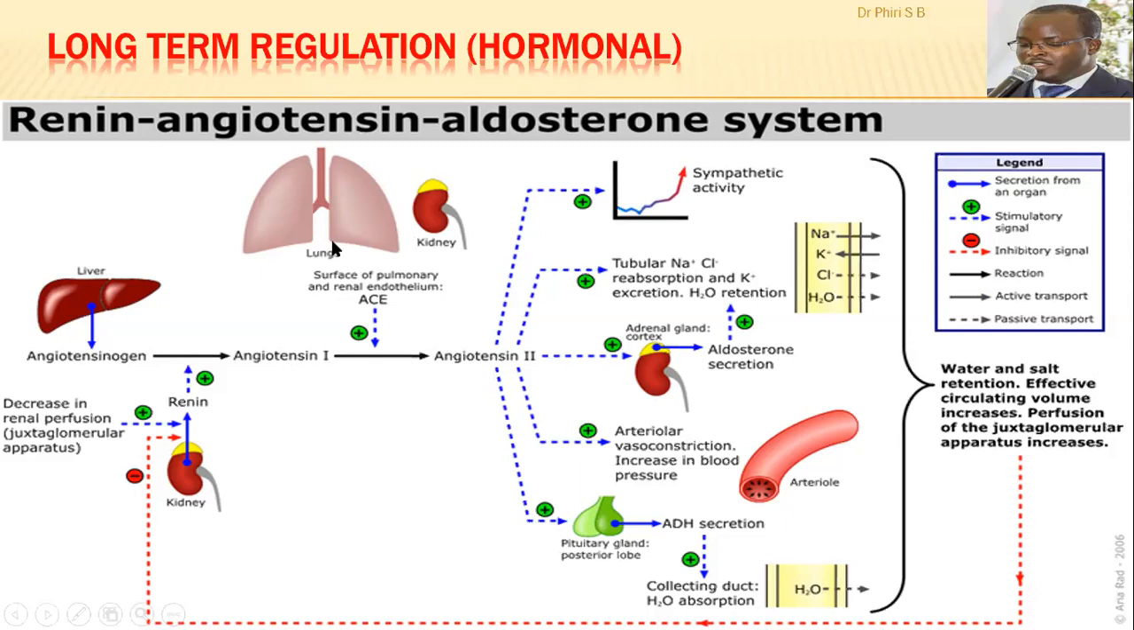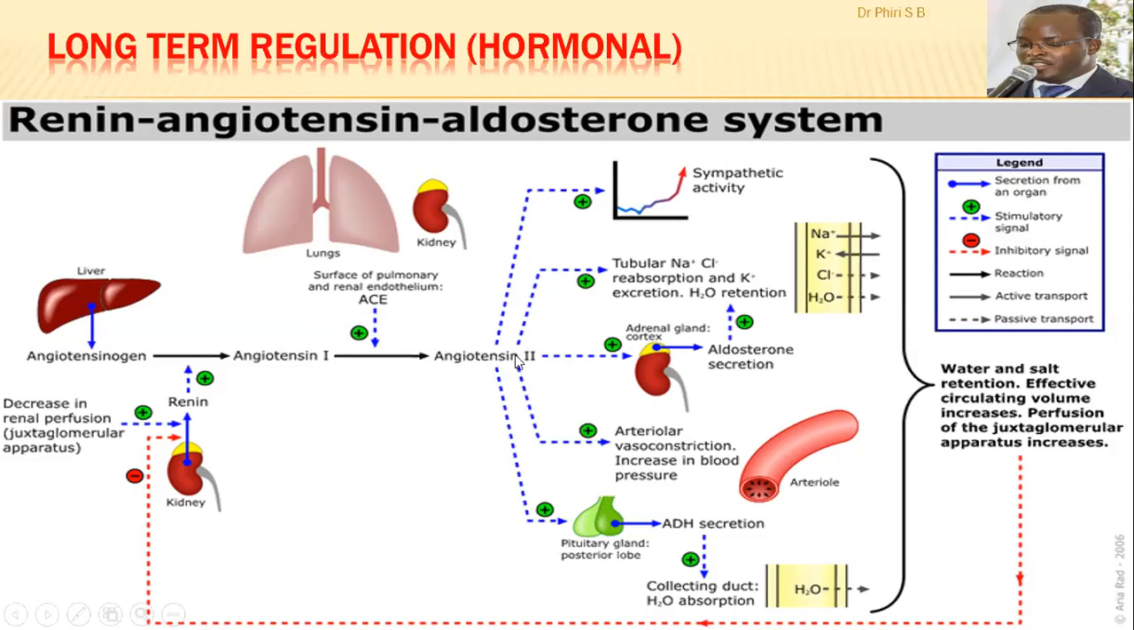So within the lungs and the kidneys, there is an enzyme which is called angiotensin converting enzyme. The angiotensin converting enzyme is going to convert the angiotensin 1 into angiotensin 2. The angiotensin 2 has got a lot of cardiovascular function. So it will have an effect on the cardiovascular system. So how is this angiotensin 2 going to increase the blood pressure?